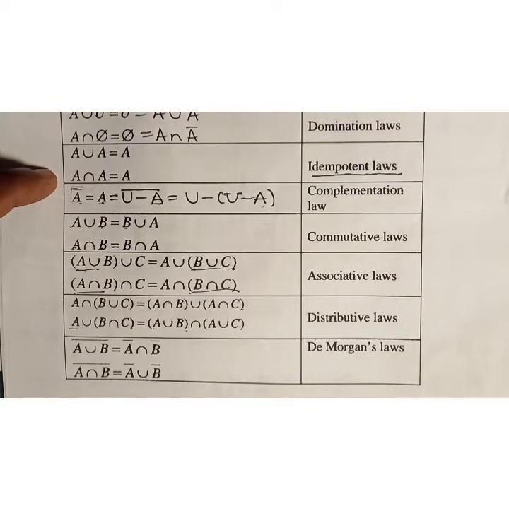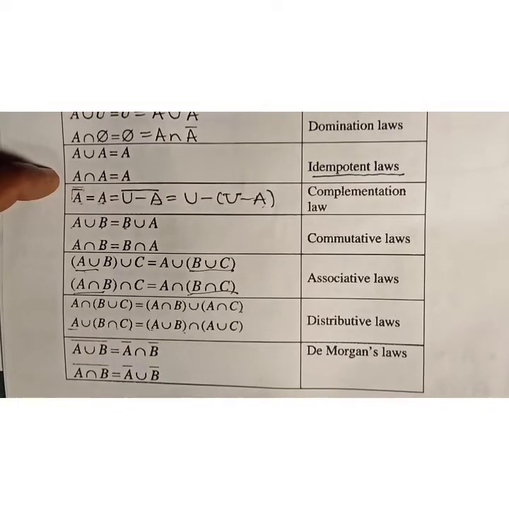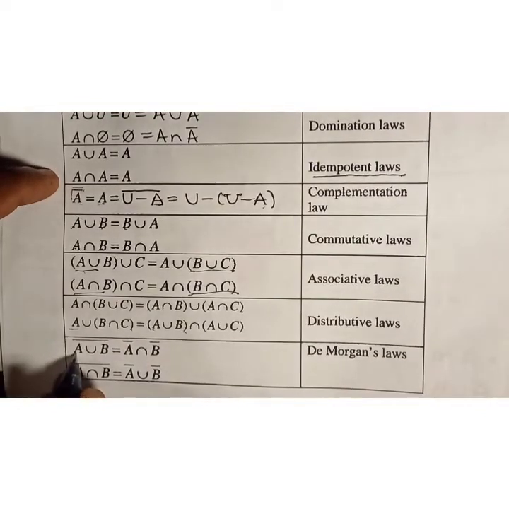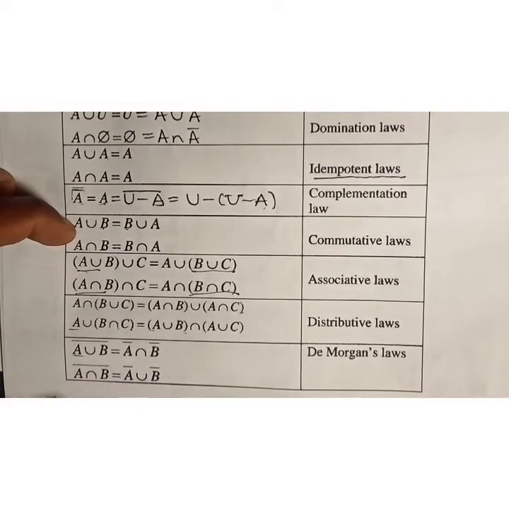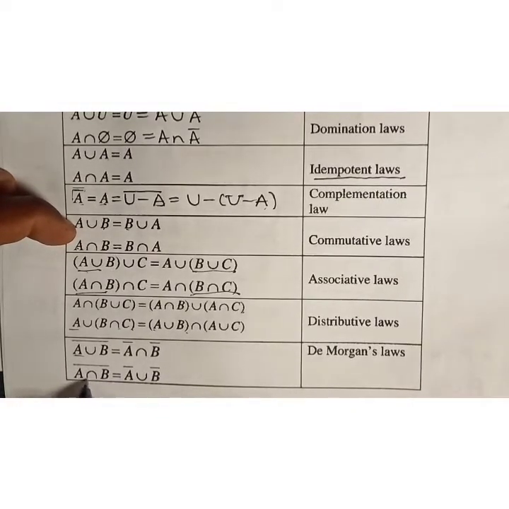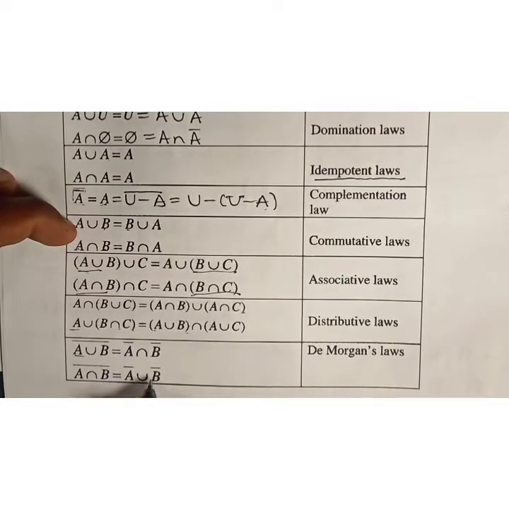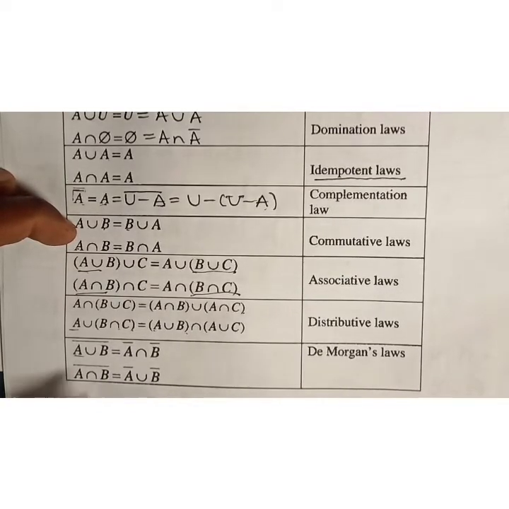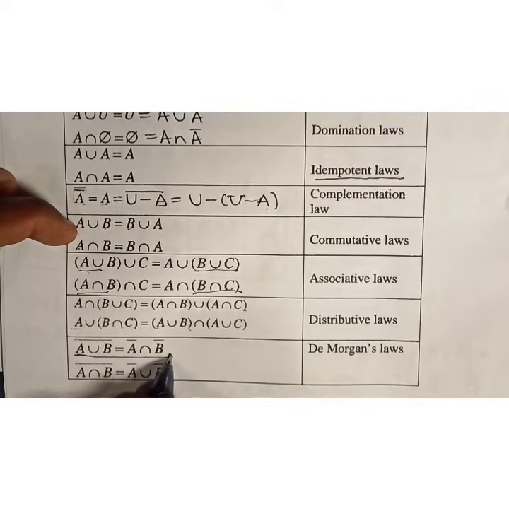Lastly, De Morgan's law. The union changes to intersection when complemented, and the intersection changes to union when complemented. So the complement of A union B is the same as A complement intersect B complement. And also the complement of A intersect B is the same as A complement union B complement. You will understand this one much better using a Venn diagram.